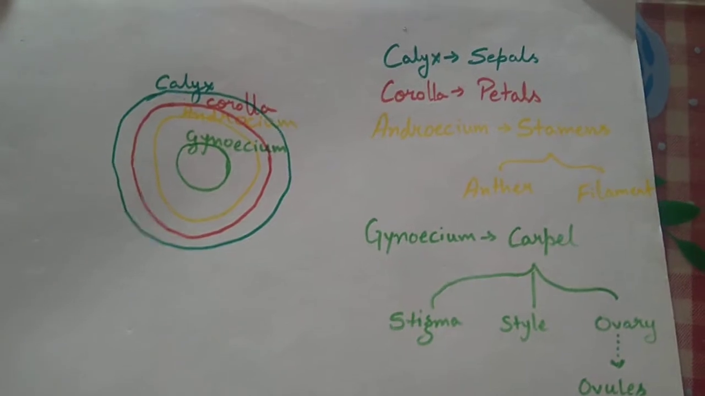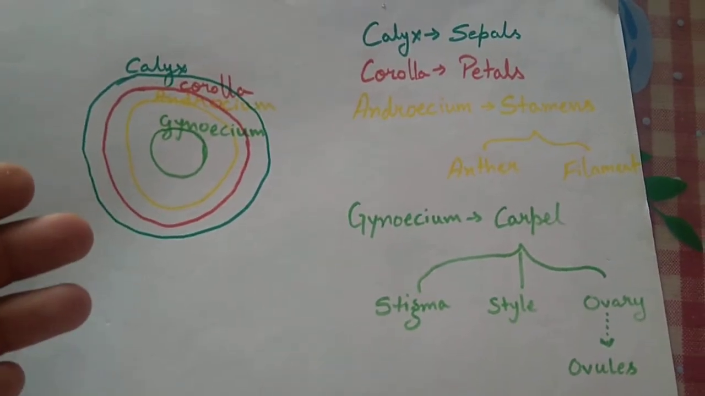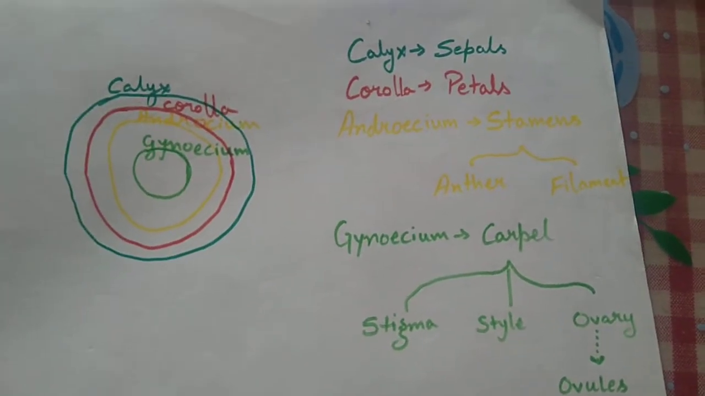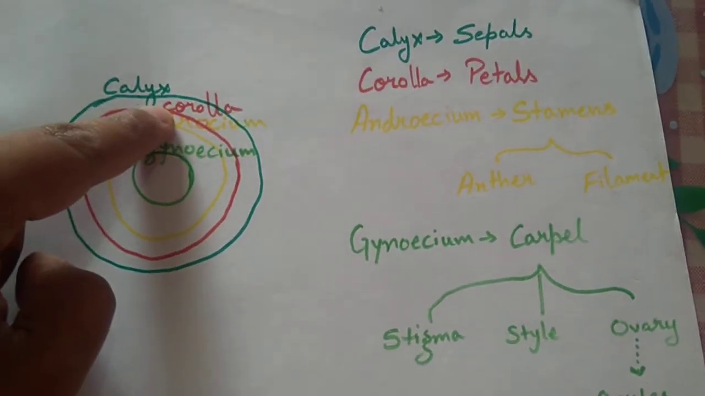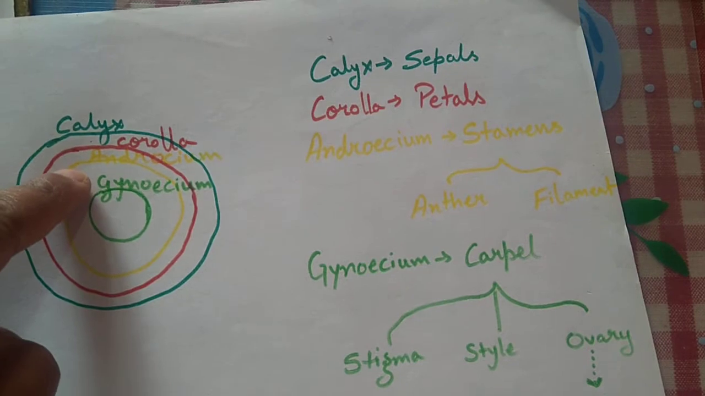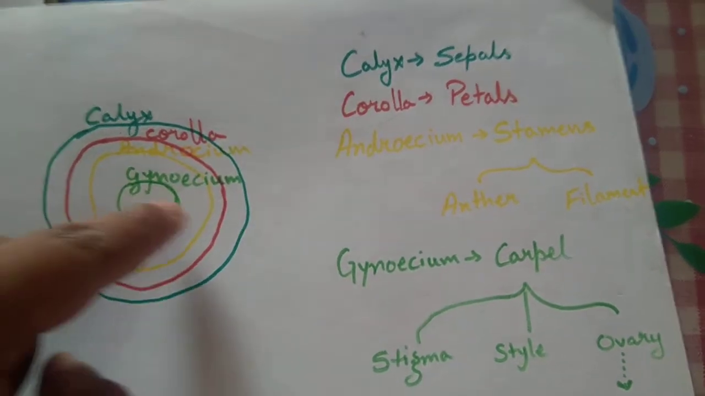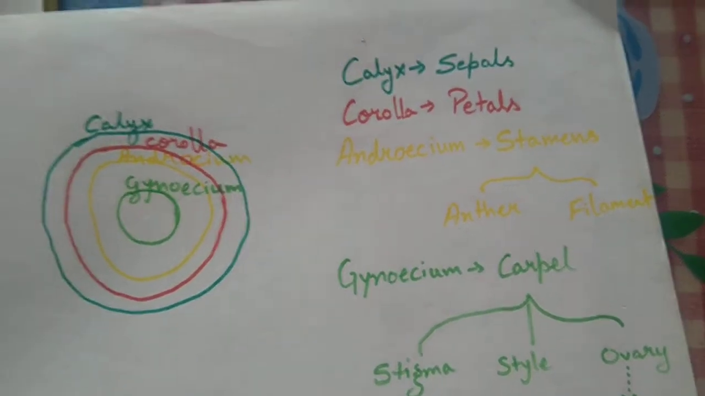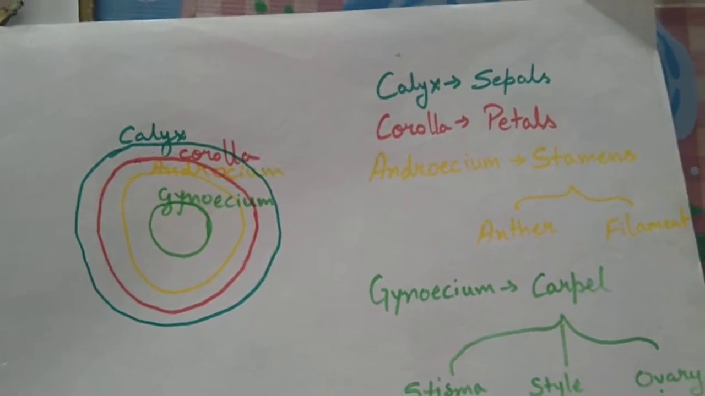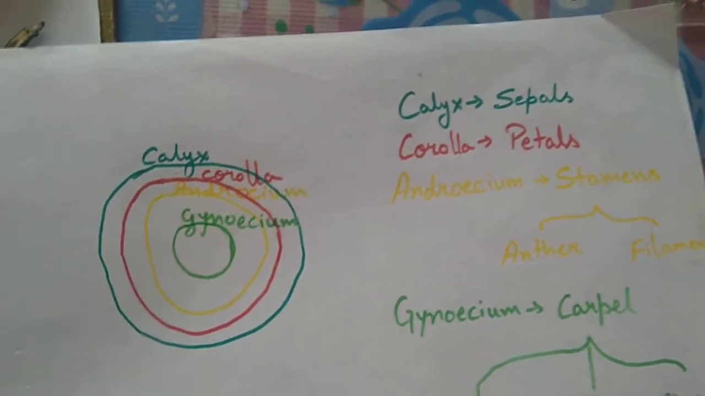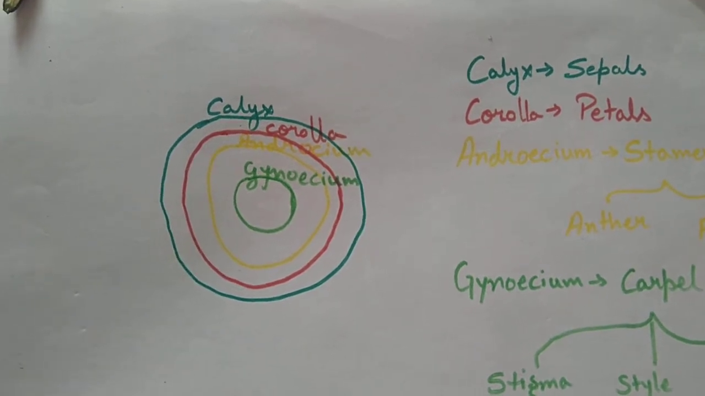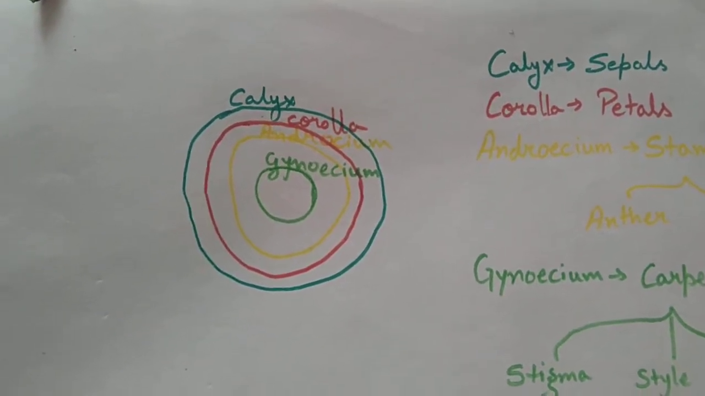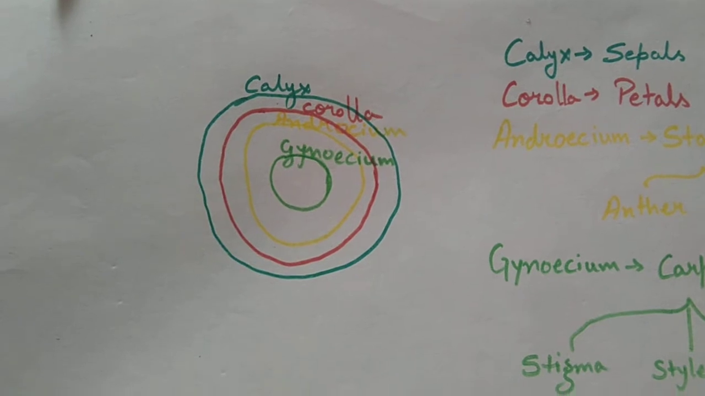So I've drawn a rough diagram over here with the help of colored sketch pens. The first whorl is known as calyx. Inside that there is corolla. Inside that there is androecium and then gynoecium. Now I'll tell you in detail what is this calyx, corolla, androecium and gynoecium. Now calyx is the outermost whorl, which is made up of tiny green leaf-like structures we call sepals.